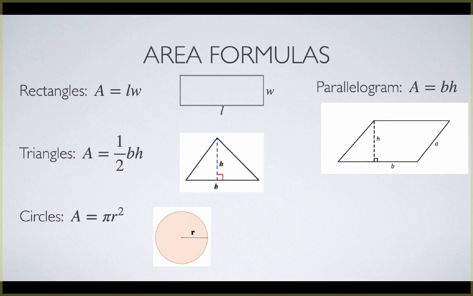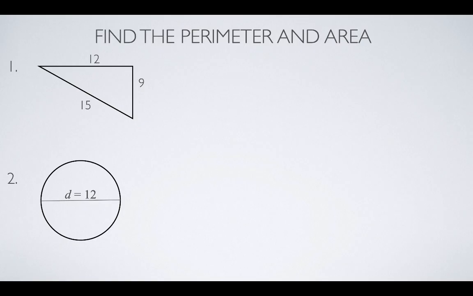For triangles, the area is half the base times the height. Another way to write this is area equals BH over 2. And for circles, the area is pi r squared. So for circles, we need to have a radius, and the formula is pi r squared. You need to know all these perimeter and area formulas going forward, and you should already know them, I hope.